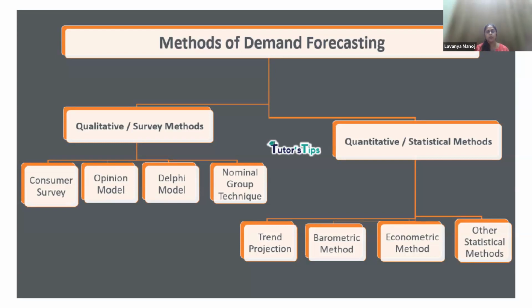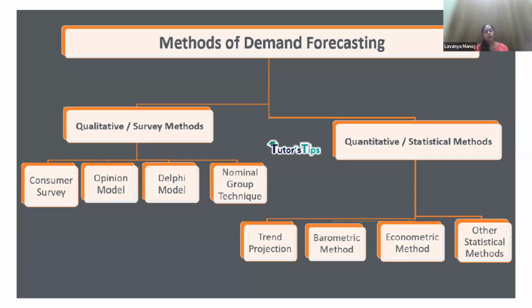That's a new company, so they won't have any previous records of how many products have been sold or what the demand pattern was last time for their products. It's a new company, new product. So in those cases, they can go completely with the qualitative method or the survey method. Maybe after 1 year, once they have sold their products for the first time in the market, they can move on to the quantitative method for demand forecasting.